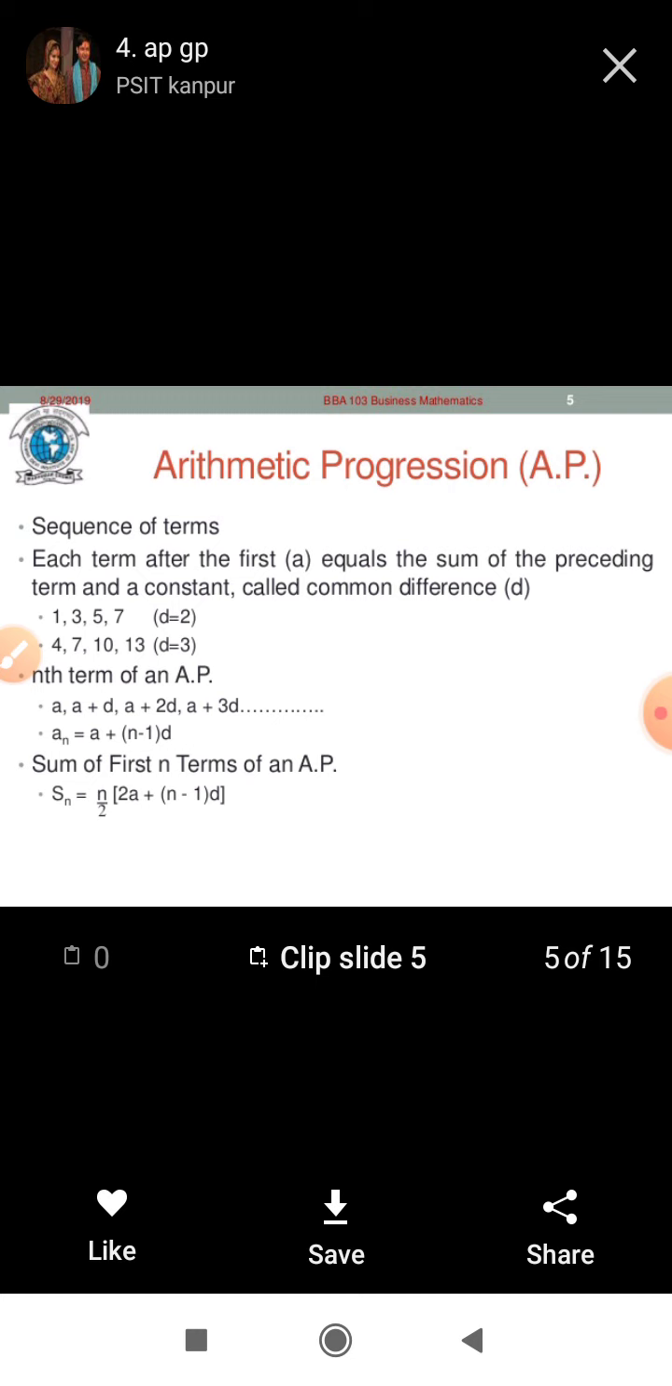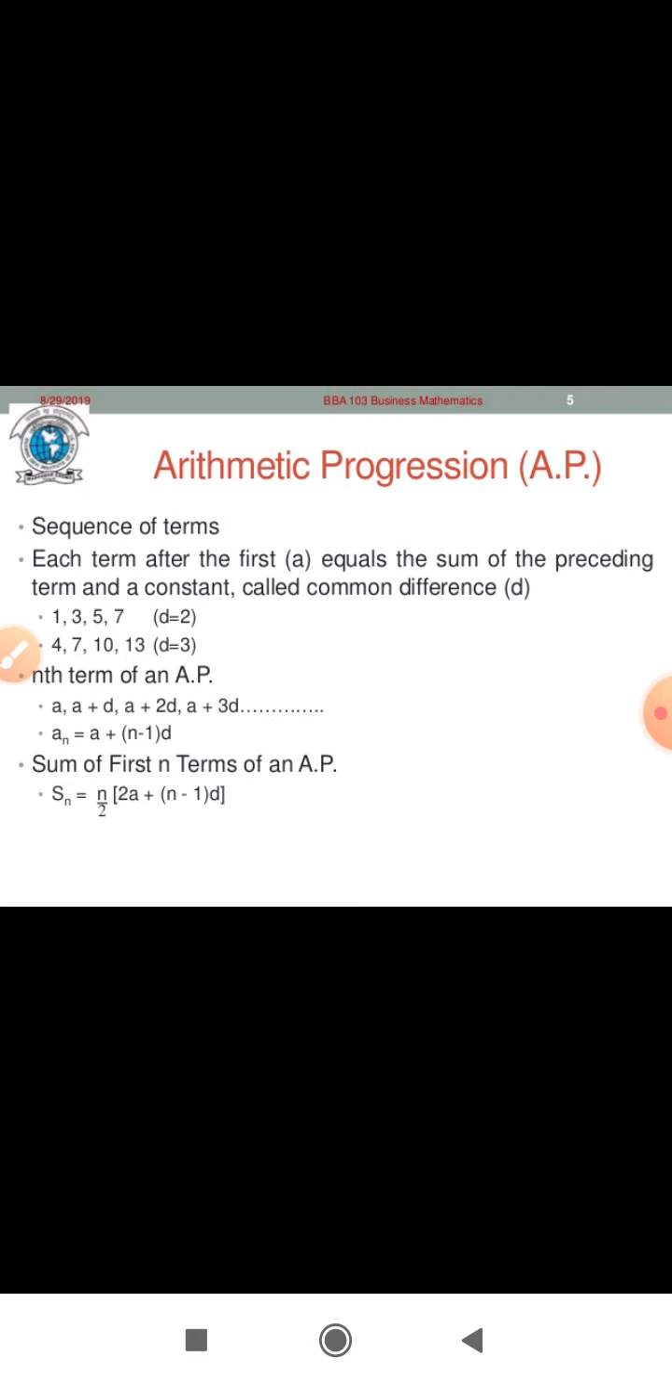Next series: 4, 7, 10, 13. Here the common difference is equal to 3. Nth term of an AP: the first term is a, the common difference is d, then the next term will be a plus d, again the next term would be a plus 2d, similarly a plus 3d and so on. a plus (n minus 1) into d is the nth term. So the nth term of an arithmetic progression will be a plus (n minus 1) into d.